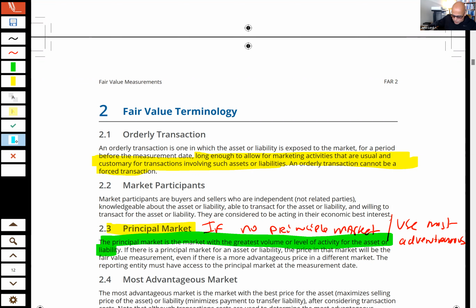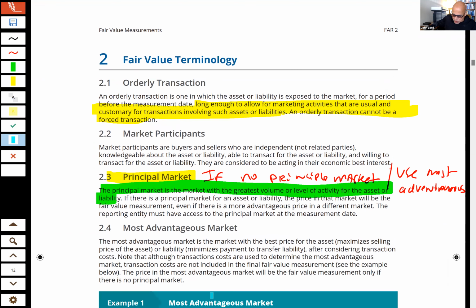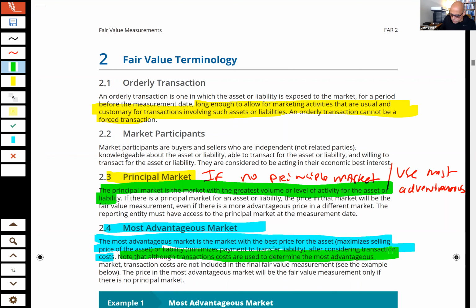Then you come down and we say that the most advantageous market is the market with the best price that maximizes the selling price, after considering transaction costs. And note here, and this is a pretty important note, although transaction costs are used to determine the most advantageous market, transaction costs are not included in the fair value measurement. We're going to look at the example in a minute. So on the flashcard, we would use the most advantageous market.